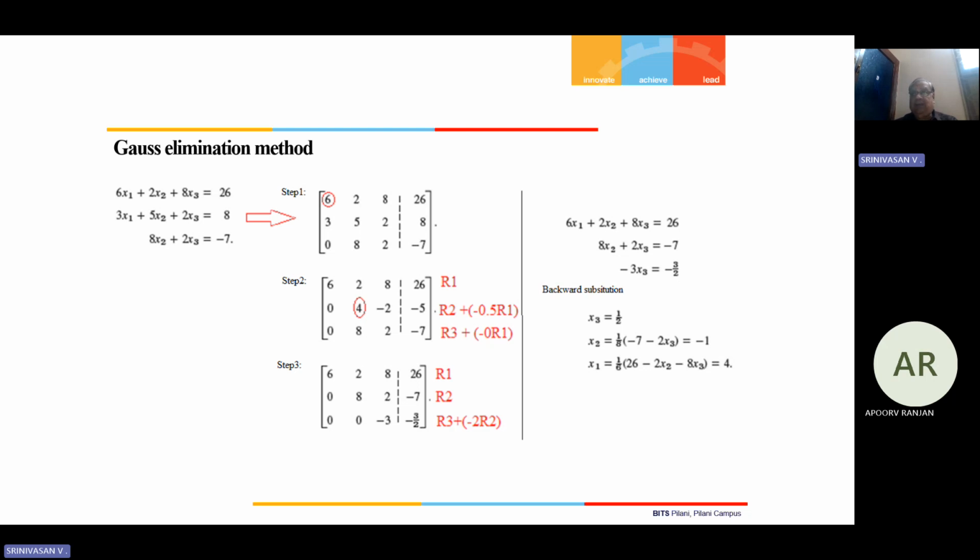Well, finally you write. Therefore, the solution is in the order of x1, x2, x3, and so on. So x1 is 4, x2 equal to -1, x3 equal to half. Since it is back substitution, you will definitely have the last component of the vector first, but you write it in the order, first one, second one, third one. That is the way we have to write the solution. Anyway, it is the unique solution.